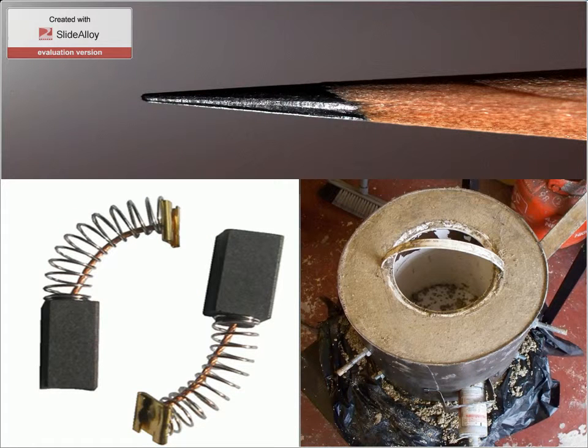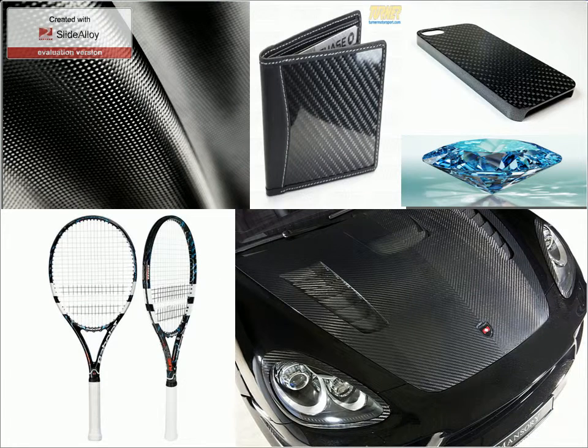Carbon also has many interesting uses, such as making graphite found in pencils, brushes for electric motors, and furnace linings. It is also used to make things such as diamonds and carbon fiber. Carbon fiber is a strong, lightweight material used to make tennis rackets, wallets, phone cases, and even on the chassis of cars in the automobile industry.